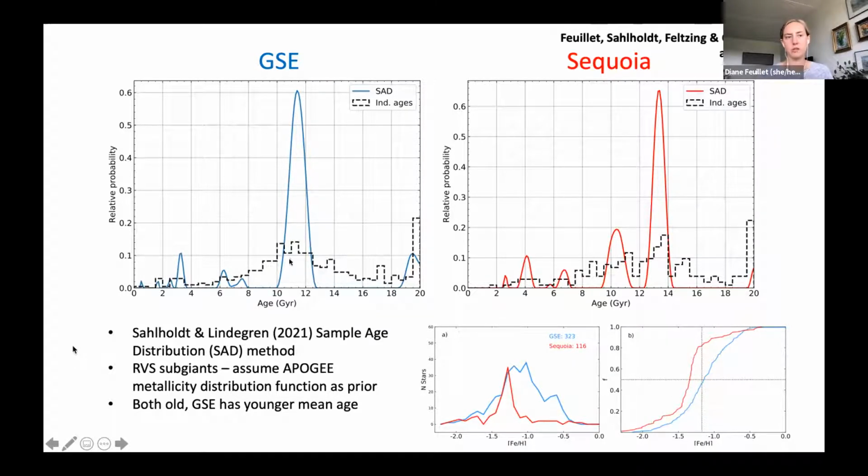And we find that both Sausage-Enceladus and Sequoia are old, as expected just from the by-eye isochrone method. And we see that Sequoia has a mean age of somewhere between 12 and 14 gigayears, whereas Sausage-Enceladus has a mean age somewhere between 10 and 12 gigayears. So Sausage-Enceladus is probably a little bit younger. There's also a bit of a hint here that Sequoia may have either a small secondary younger population, or this could be contamination from Milky Way disk stars.